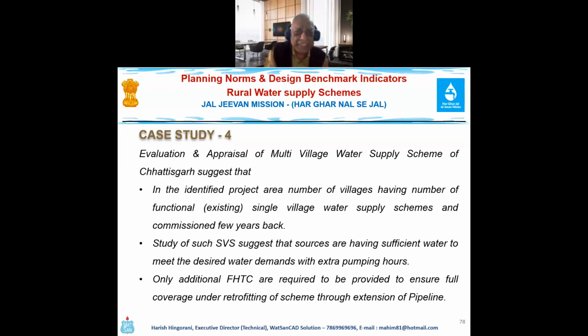In the project area, a number of villages have functional existing single-village water supply schemes commissioned a few years back. So while planning the project area, we have to see how many existing schemes are functional, are working, were commissioned 2 to 3 years back, and whether we need to include the data or not. Reason has to be suggested. Studies such as ACS suggest that the sources have sufficient water to meet the desired water demand with extra pumping, because this scheme has been designed with 12 or 14 hours. If I can increase it to 16 or 17 hours, I can meet the ultimate water demand as projected. Only with further study, additional FHTC are required to be provided to ensure full coverage under the retrofitting scheme through extension of pipeline.